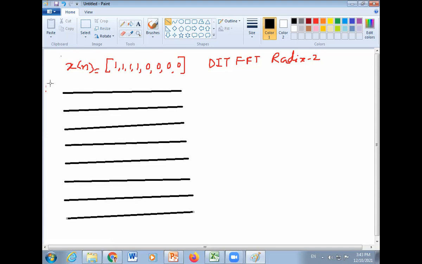Now, how are we writing the inputs? Inputs we are writing in bit reversal order. So now we are writing the inputs in bit reversal order. So what does the input look like here in bit reversal order? Can someone tell me?